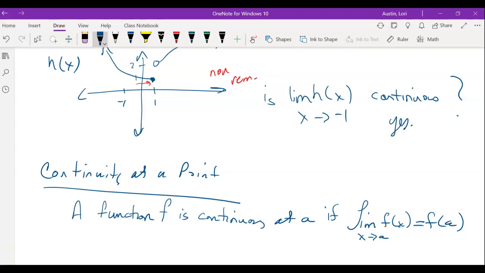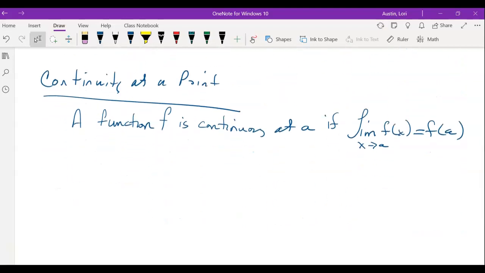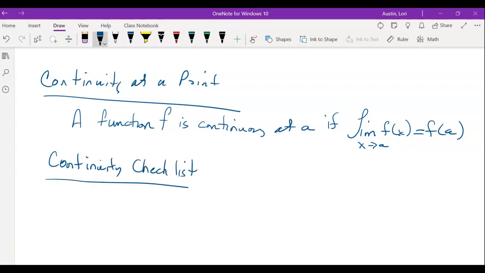Okay? But you're not always going to have the graph, right? So what we're going to develop real quick is a short 3-step checklist. It's going to seem a little redundant, but guess what? When I grade the lab and do the test, what do I want to see? The 3-step checklist. So it's actually called the continuity checklist. So how are you going to determine for sure that your function is continuous at a point? We're going to go through our continuity checklist.